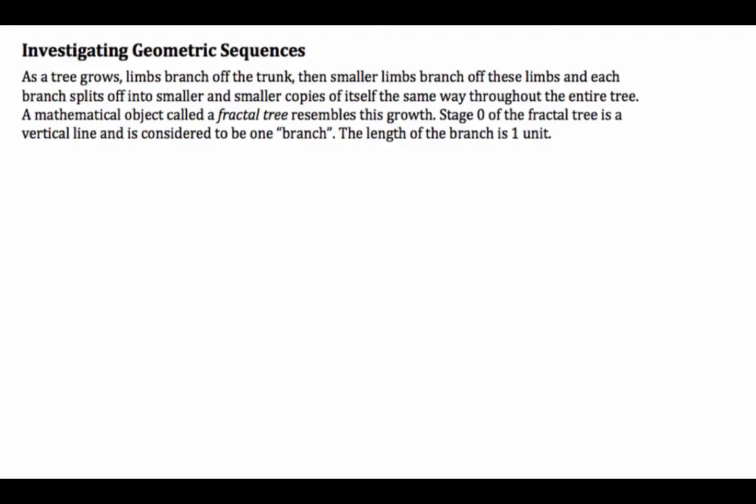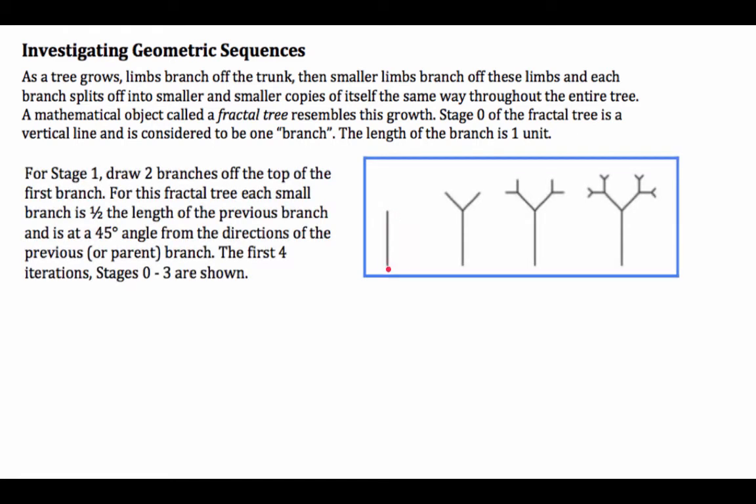Before we start to define it algebraically, let's think about a tree. Here is a tree trunk, and at the end of that we draw two branches. Then, at the end of each of those two branches, we draw two more branches, and we continue in that fashion. This is one example of a mathematical object called a fractal tree. Stages 0, 1, 2, and 3 are shown.